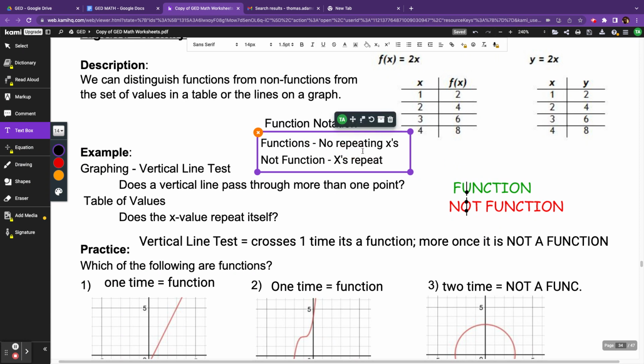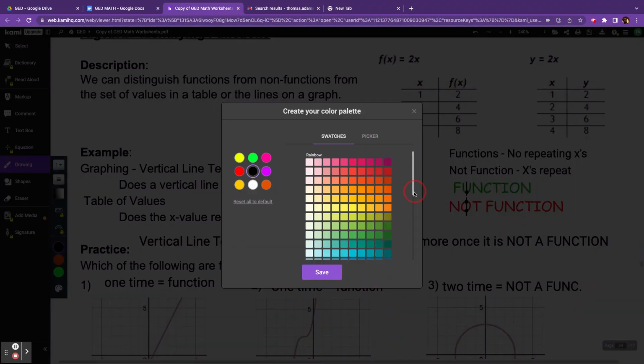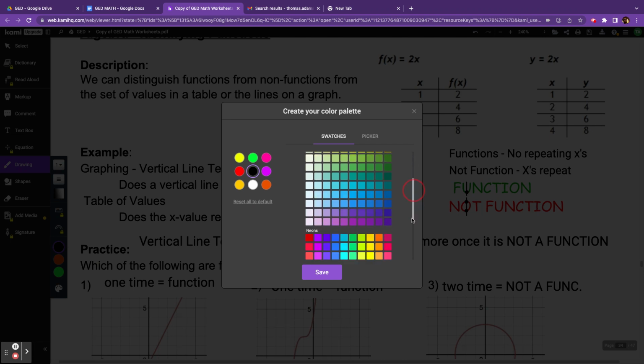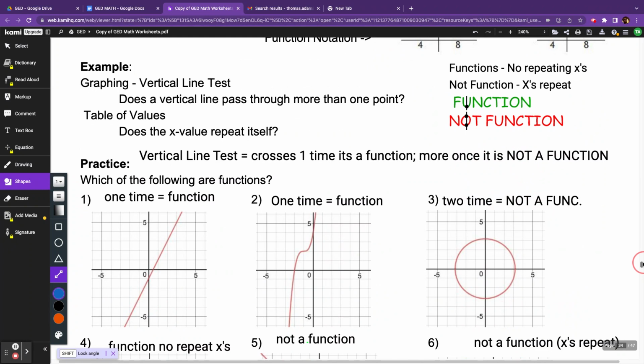All right. So we'll slide it over here so you can kind of see it. Basically, one way to check that is what we call the vertical line test. The vertical line test is pretty simple in the sense that you can draw a vertical line on a graph, up and down, up and down. So if I draw a vertical line on a graph and it crosses more than once, it's not a function.